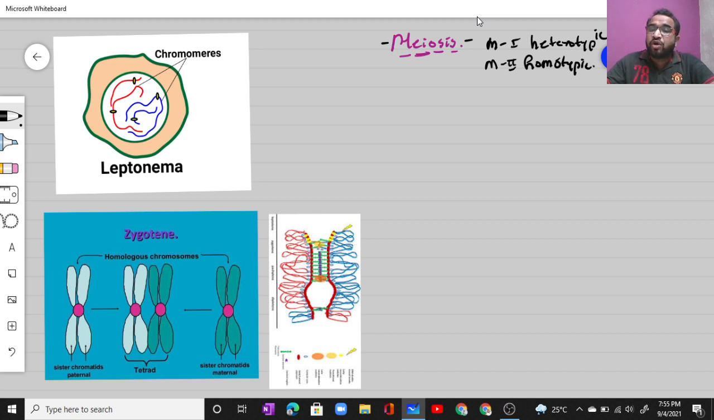Basically, when we talked about mitosis, we saw that there is an equational division. If a mother cell has two chromosomes, the two daughter cells produced also have two chromosomes each. So an equal number of chromosomes and equal amount of DNA is maintained in the daughter cells. That is not the case in meiosis. I'm drawing it roughly over here; we will erase this and then discuss meiosis in detail.